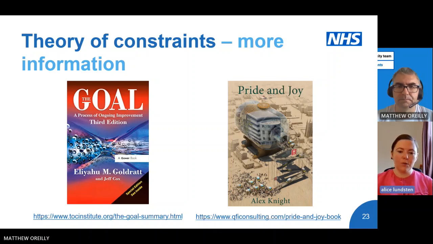So there's The Goal by Goldratt, which is the seminal text, I guess, for the theory of constraints. It was published in the 80s. It's published millions of copies. It's quite easy to get hold of, and it's set in a manufacturing plant. And then you've got Pride and Joy, which was written by Alex Knight, and is effectively translating The Goal into a healthcare service. So the same principles, but in a healthcare service.